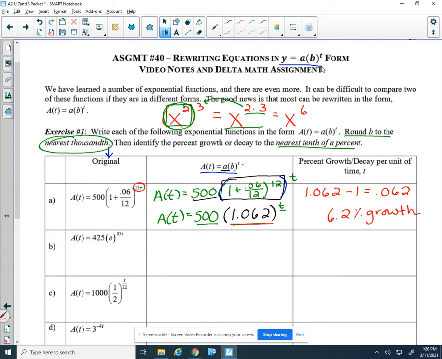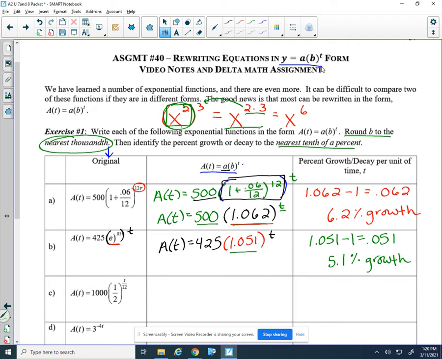Now the next one is very similar. We just have e, but we do still have multiplication on the exponent. So I can just raise e to the 0.05 and put the t on the outside. If I type this in, we end up getting this equation rewritten as 425 times 1.051 to the t. Looking at our base, we have growth again, so we find the difference from 1, and this decimal represents 5.1% growth.